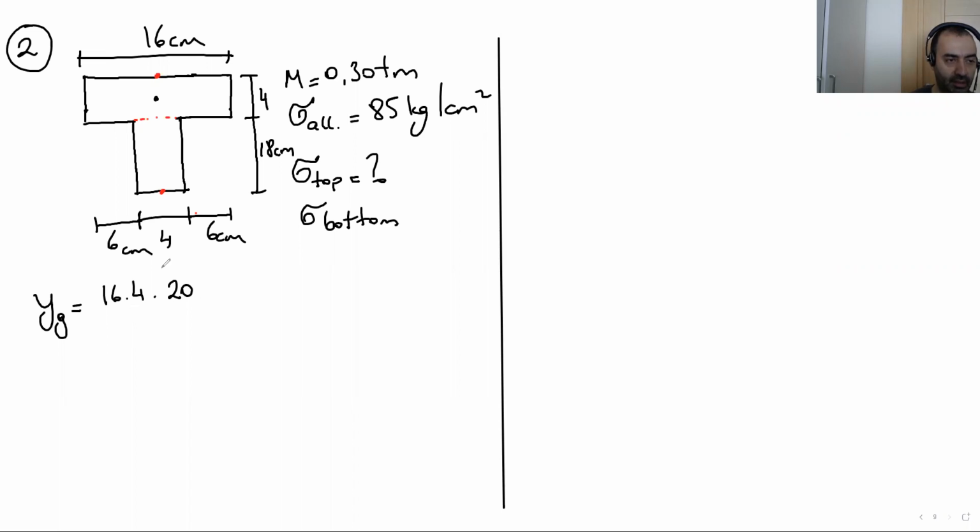This is for the first rectangle, plus the bottom rectangle area, which is 4 times 18 times the center point distance to the bottom. The center point is at the midpoint; the total length is 18, and half of it is 9. Over the total area, which is 16 times 4 plus 18 times 4. This gives us the location of the neutral axis.